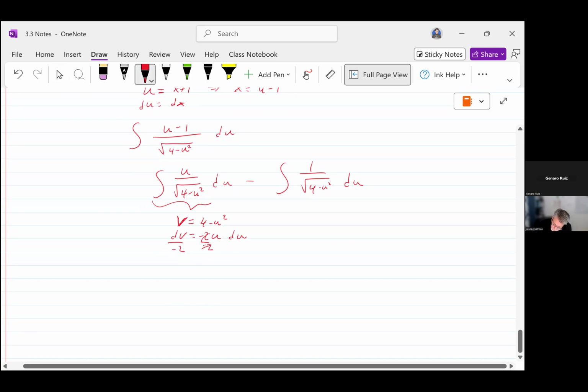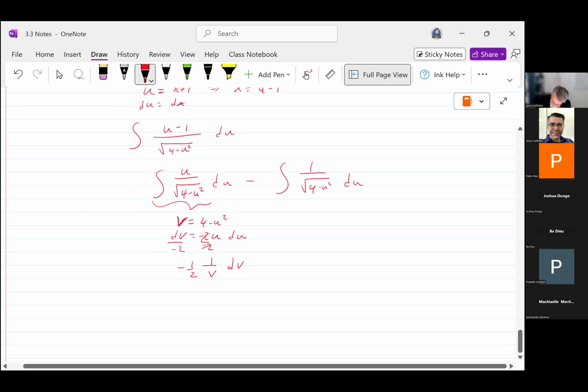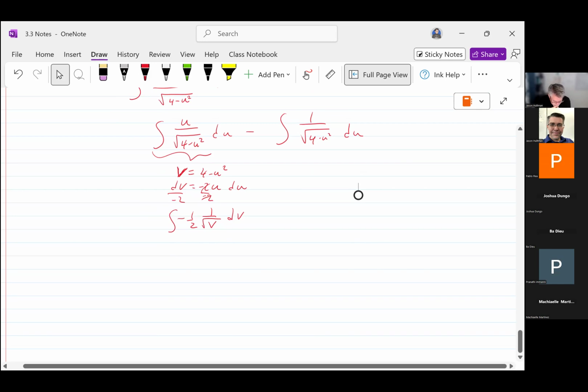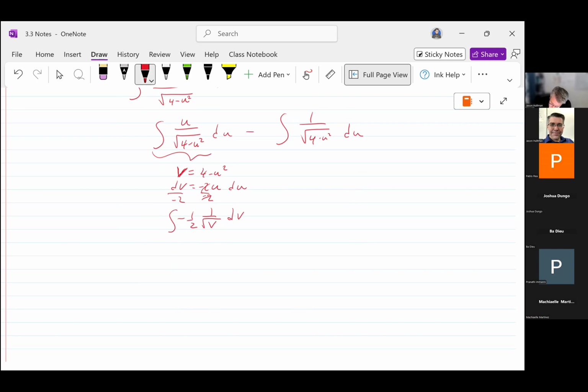So let's change this into v's. So this is going to become negative 1/2 times 1 over v dv. Sorry, 1 over the square root of v dv. Okay, integrate. Okay, and then this is going to be negative 1/2 times v to the negative 1/2. Now let's integrate that dv.